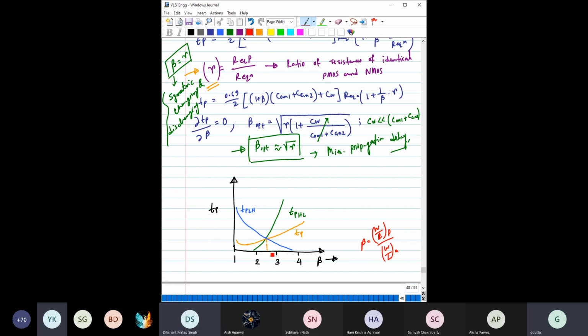If you plot it, then you see for a particular technology node, around 2.5, you are getting this one. Please note that here the values of TP low to high and TP high to low are the same. But definitely this is not the minimum propagation delay, right? Because minimum propagation delay is considered, as I was discussing, the average of these two. So the minimum propagation delay is not at this point, but somewhat at a lower point.